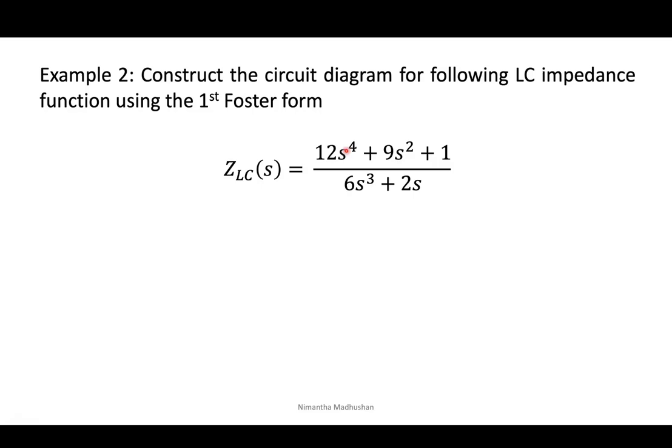Then we have to construct the circuit diagram for this LC impedance function. As the first step, we have to check whether this function is realizable or not. There are several properties: general properties for RLC functions and additional properties for LC networks. We have to check whether those conditions are satisfied.